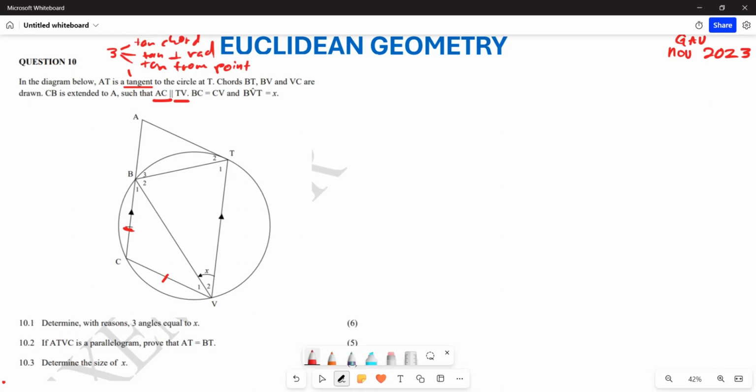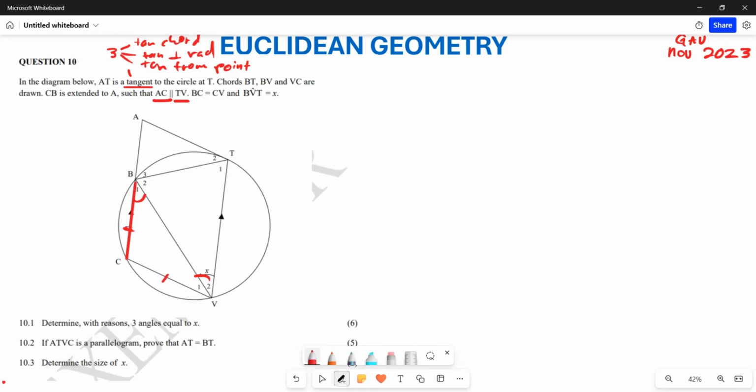Now the first question is, they want you to determine the three angles that are equal to X. So how do we go about determining those three angles? The first thing you can do is start by looking at your B1. Can you see that because your BC and your VT lines are parallel to each other, these particular angles are going to be alternate? Can you see that they form a Z?